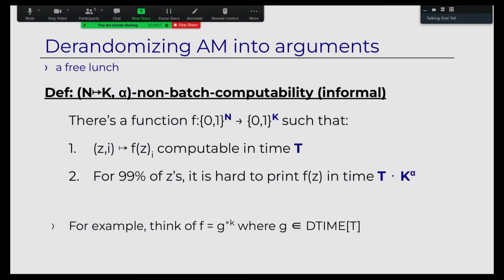So this is informal. It's the form of hypothesis. Lee already mentioned something of this. Think of a k-wise direct product for a second. So you have a function from n bits to k bits, and you can compute each individual output bit in time t. For example, if it's a direct product, then the original function was computable in time t, so you can compute each output bit in time t. And the hardness is that it's essentially hard to print the entire string in time slightly larger than t.